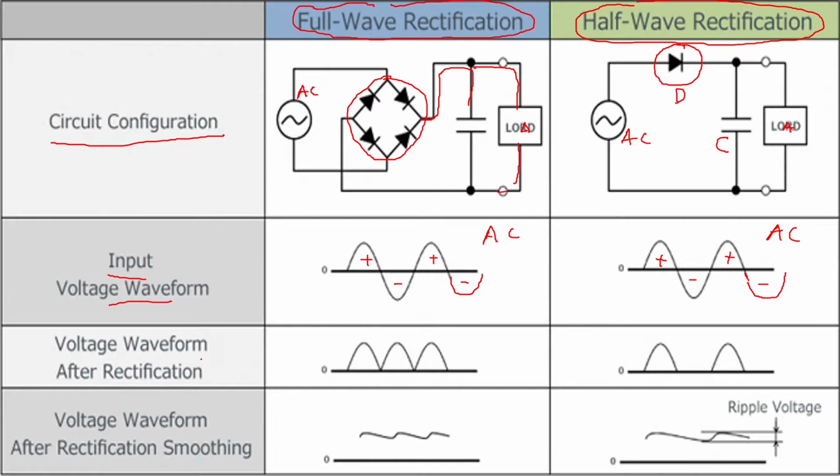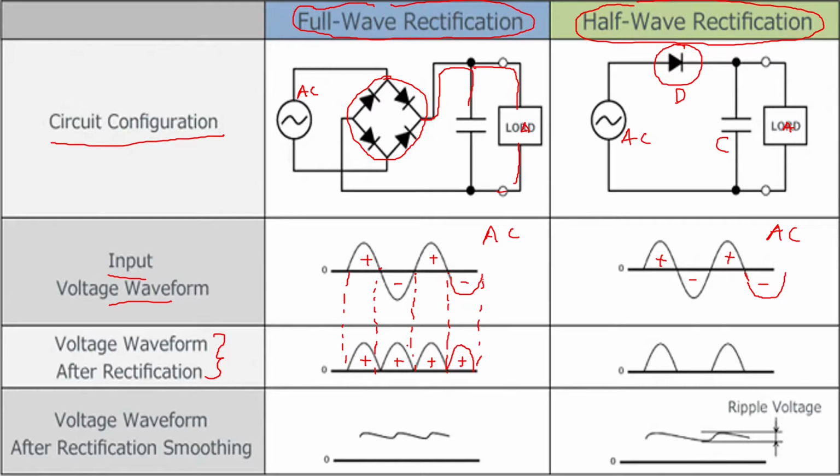The voltage waveform after rectification, that is this point, if you see, for a full wave rectifier, whether the input is a positive half cycle or a negative half cycle, the output will be a positive half cycle only. If you take a positive half cycle, the output is a positive half cycle. Even if you take the input as a negative half cycle, the output will be a positive half cycle. Again, for the next negative half cycle, you have a positive half cycle as the output. So the output is in one direction only.